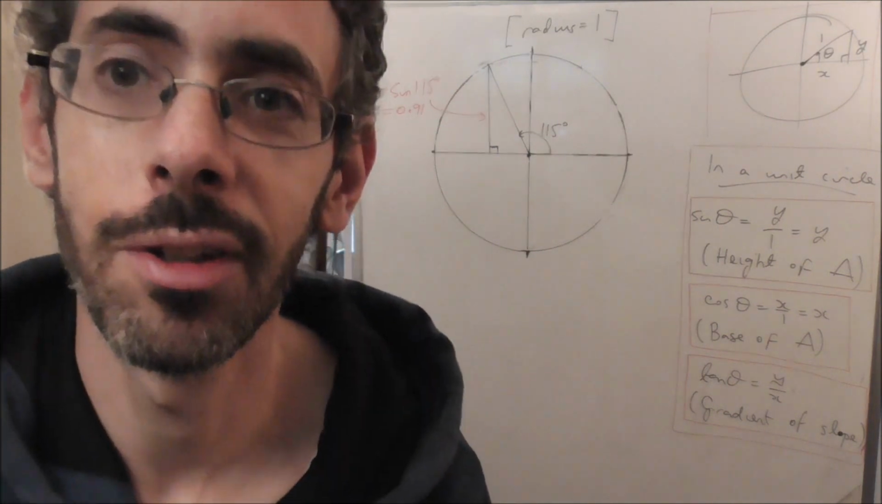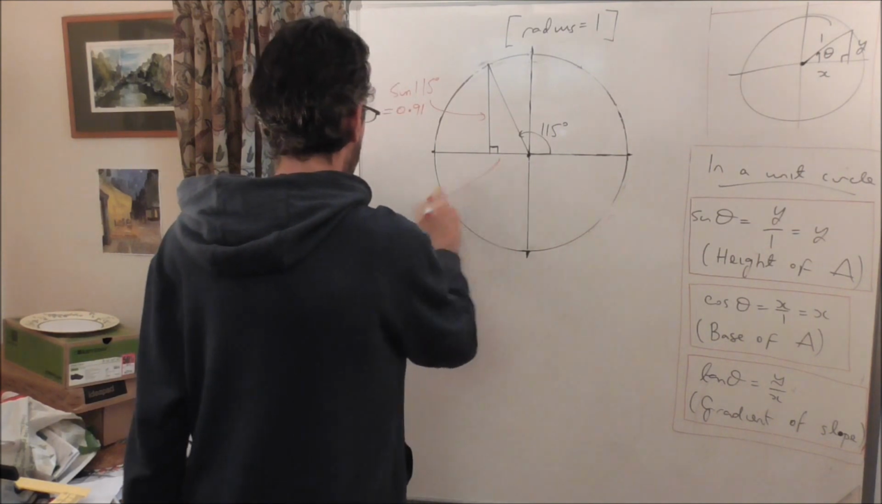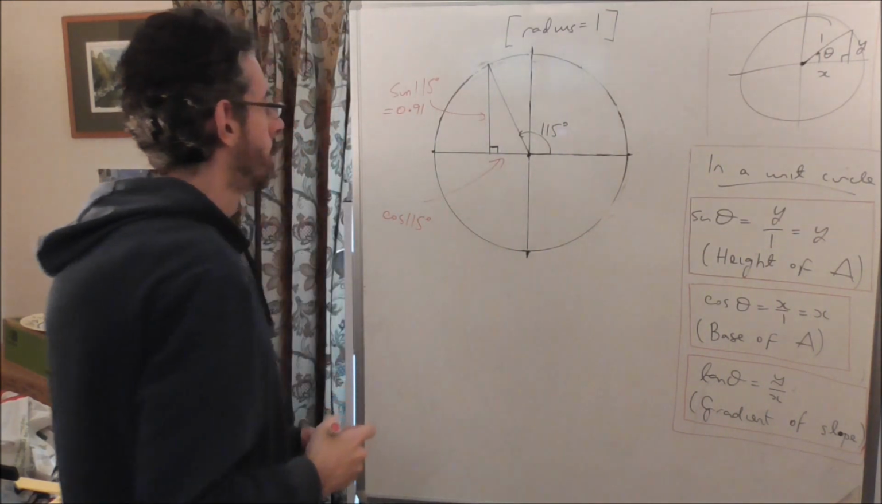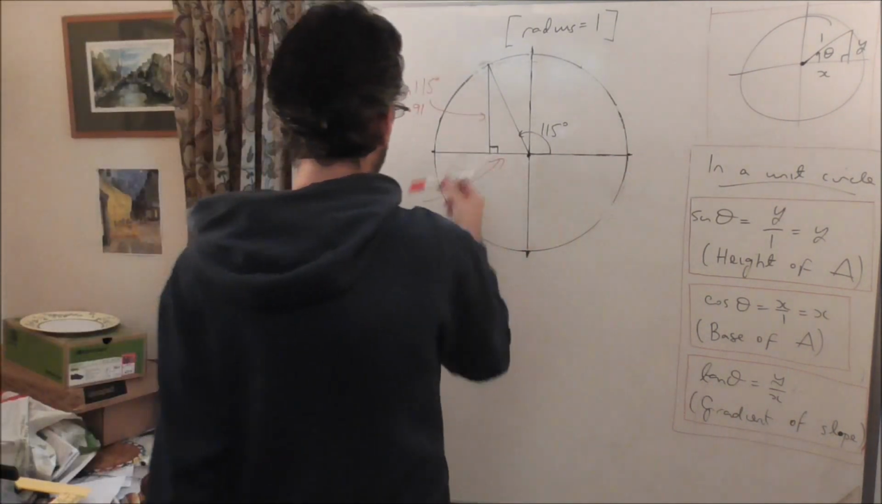Let's do cos of 115. Remember, cos is the base in a unit circle. This is cos of 115. Is it positive or negative? Well, the base is going to the left, so it's going to be negative.